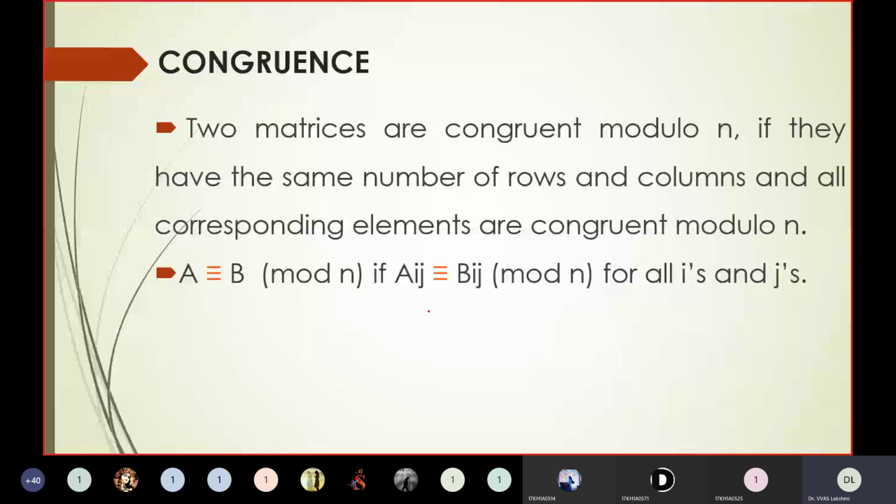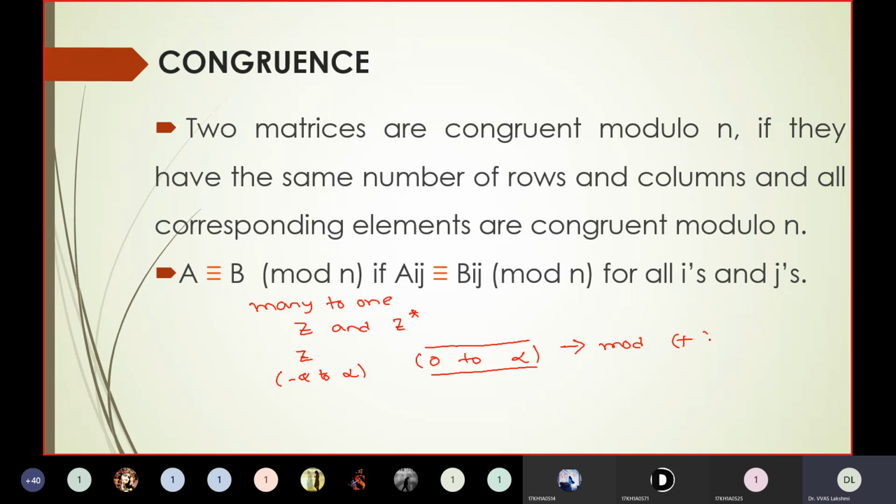So this is the last concept in matrices. Here this is the congruence matrix. Congruence is an equality operator, but it has a many-to-1 relationship between Z and Z star. What is the difference between Z and Z star? Z contains negative infinity to positive infinity, and Z star is a residue set, containing only 0 to infinity. So all the mods here in cryptography should be positive values.